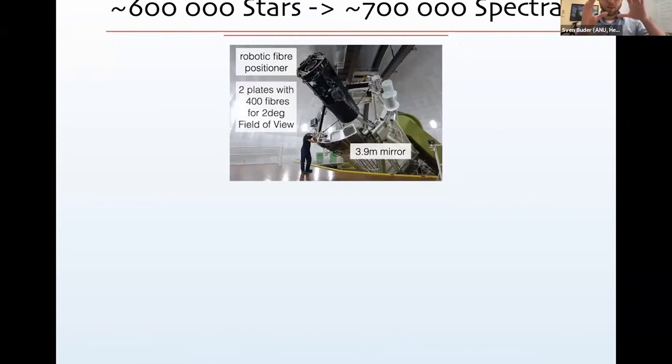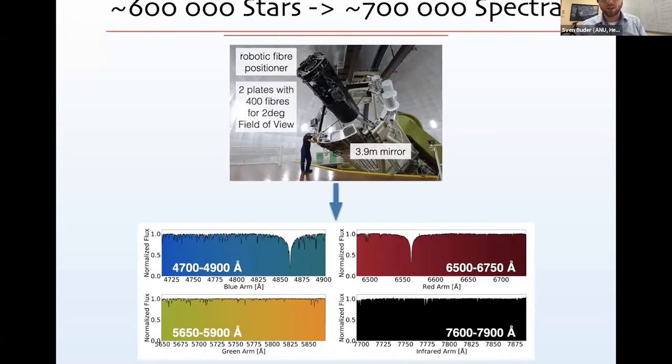So the one thing that we do use is the Anglo-Australian Telescope that you see here in the picture. This is a 4-meter telescope, and at the top end, you see a robotic fiber positioner, which allows us to place 400 fibers at a time in a 2-degree field of view, and then observe 400 spectra at a time. And I'm just showing you here one example spectra, which are the four optical high resolution parts. So on the top left, you see the H beta line prominent. In the top right, you see the H alpha line. And you see a lot of absorption features that we can use to actually get chemical abundances from.